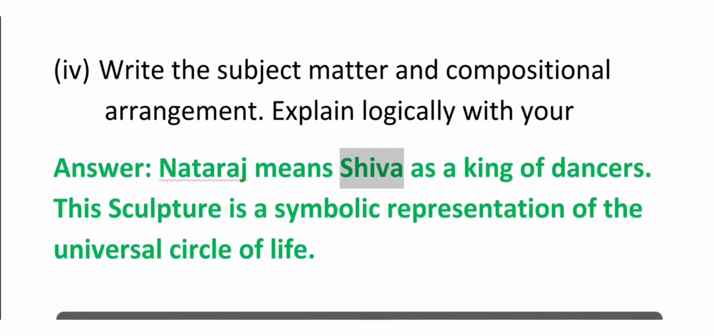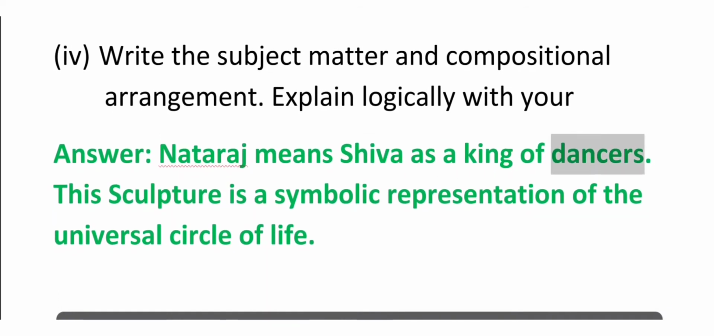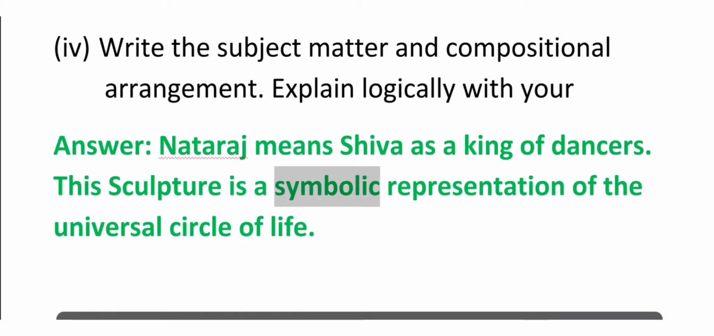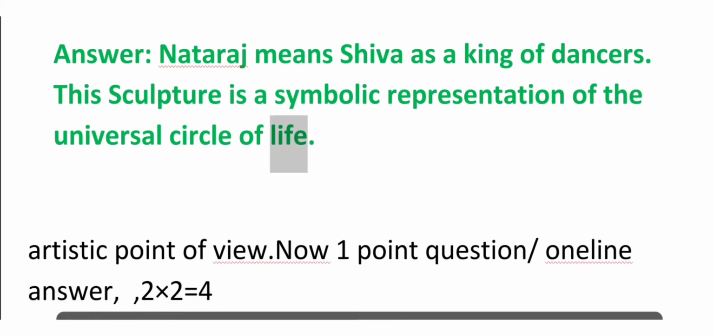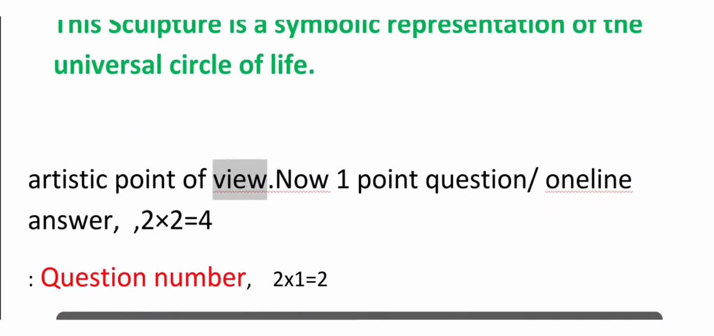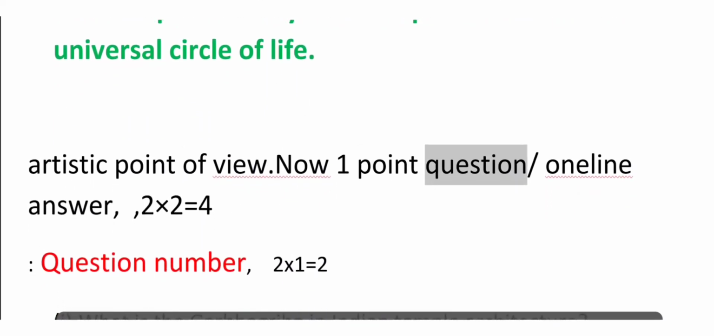Nataraja means Shiva as the king of dancers. This sculpture is a symbolic representation of the universal circle of life. Artistic point of view.